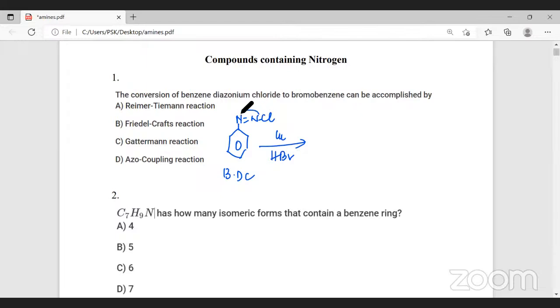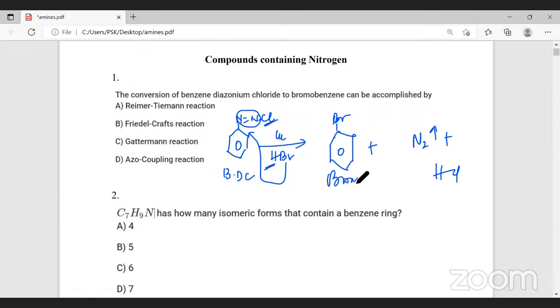So what happens is these 2 nitrogen atoms get eliminated as nitrogen gas, and this Cl and this hydrogen get eliminated as HCl. In place of this Cl, what goes? The bromine atom goes. Therefore, you get a benzene ring and you have a bromine here, and this will be called bromobenzene. This reaction is called Gattermann's reaction. Hence, the answer for this question is option C.